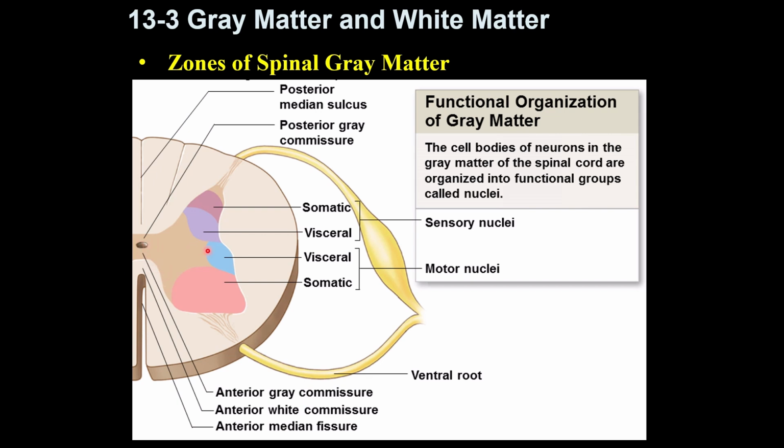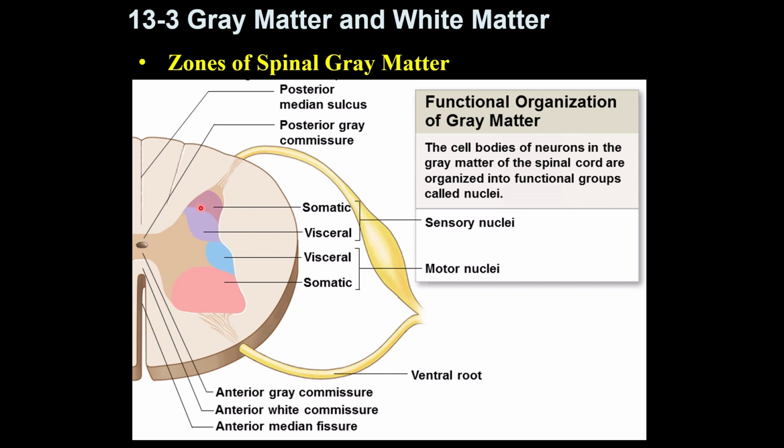If I cut the spinal cord like this, about halfway, not exactly half but almost, the anterior part is motor and the posterior part is sensory. Again, the motor and sensory are each divided into two parts. The motor is divided into somatic, which goes to skeletal muscle, and visceral, which goes to the organs, for example contraction of the intestine or the urinary bladder, things like that.